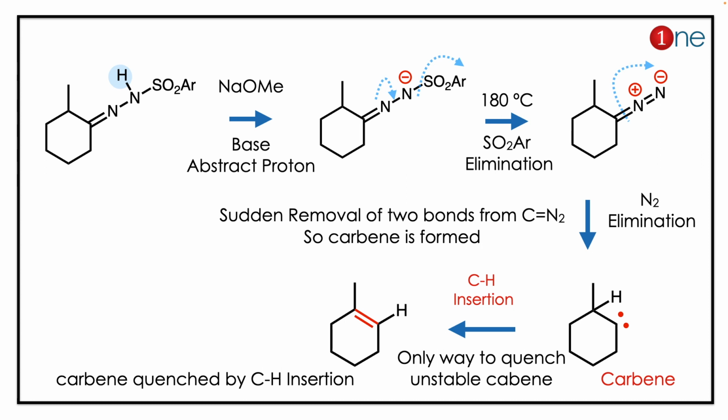Then the nitrogen is a good leaving group, but the nitrogen leaves from the same carbon, which leads to carbene formation. It's an important carbene reaction. So the carbene is there, and it has to be quenched. The carbene is quenched by an insertion reaction to form the alkene. The concept outlined here is that hydrazine with a leaving group at high temperature forms the carbene.